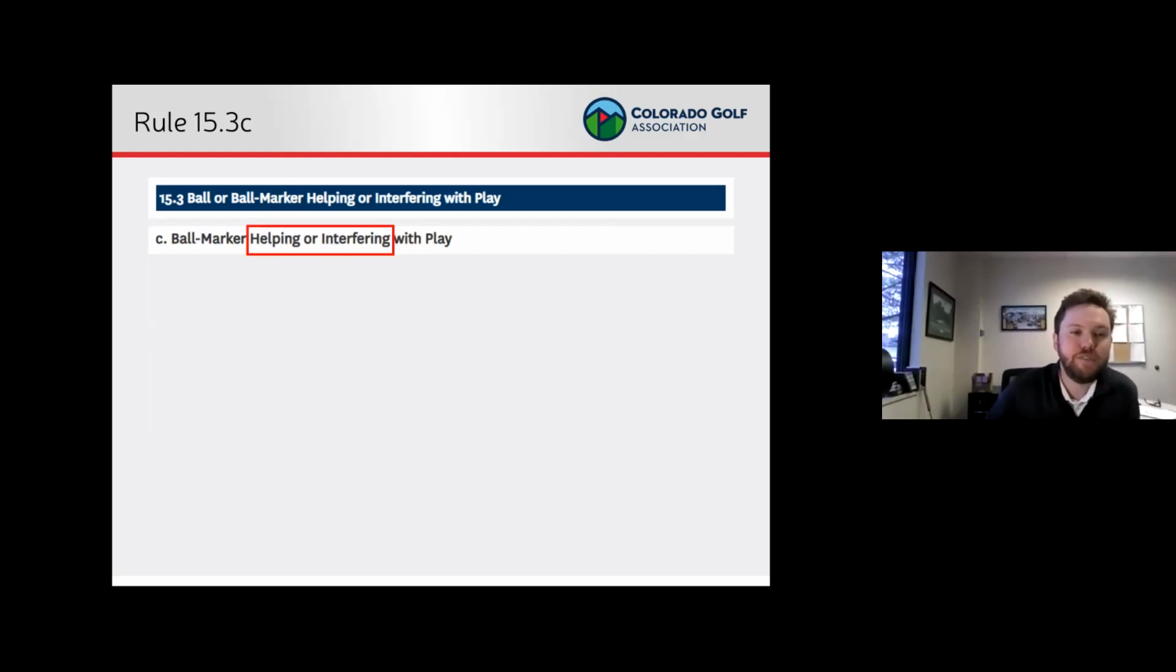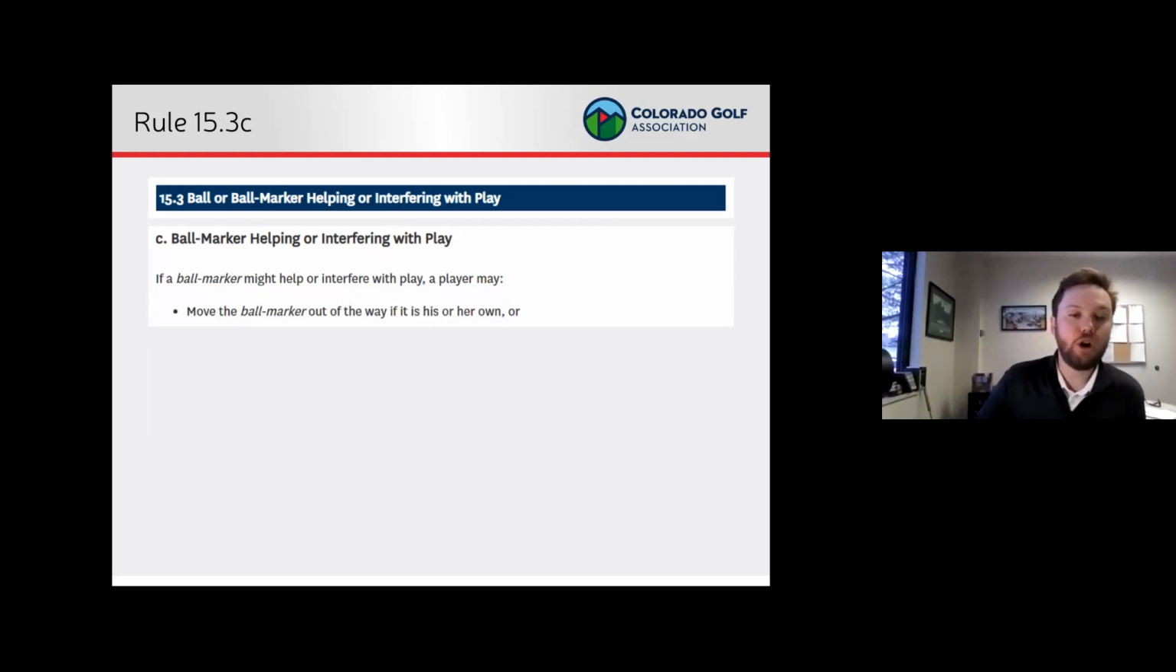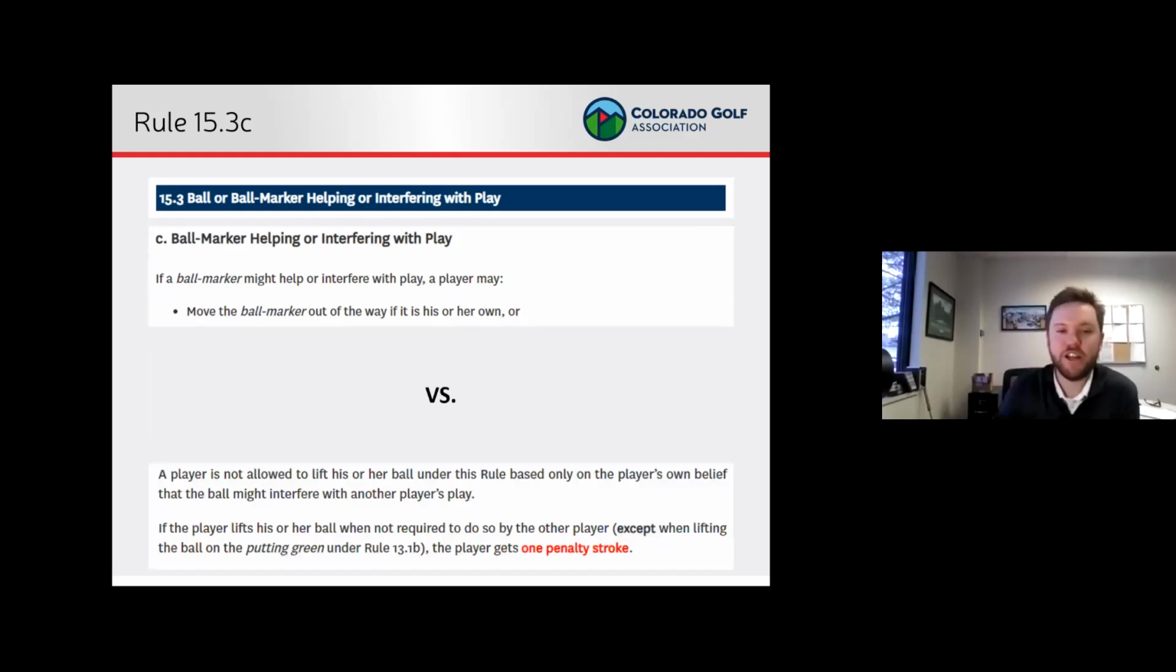So in 15.3c, it's helping and interfering. It's not just interfering, it's not just helping, it's both wrapped into one here. So as opposed to what we saw in 15.3a and b, it's helping and interfering in the same rule for a ball marker, not the ball, for a ball marker. So if a ball marker might help or interfere with play, a player may move the ball marker out of the way if it is his or her own. And just as a note here, this is in contrast to what we just saw. If the ball or marker might help or interfere with play, using the putting green, I don't have to be invited to go do that. I can just do it.